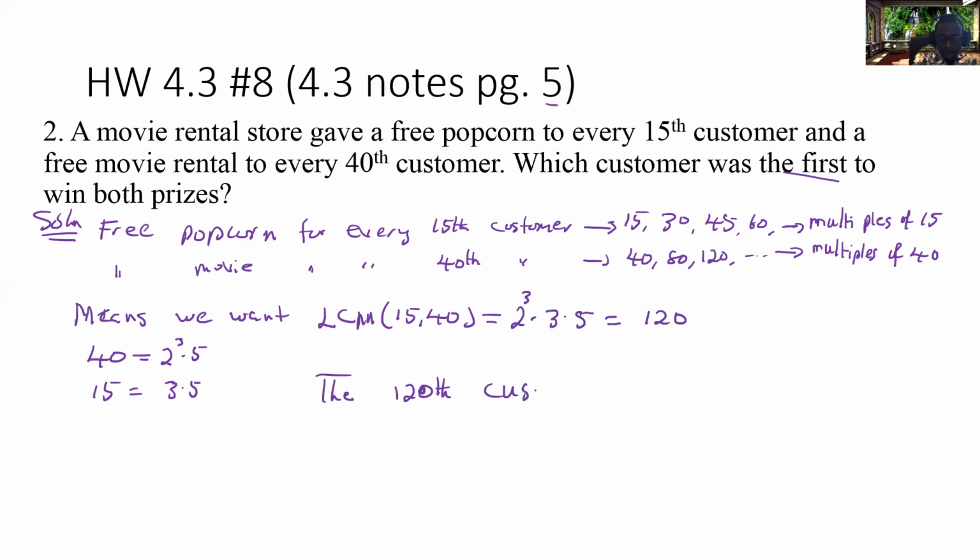So that means that the 120th customer receives both prizes. Now, if you keep going like this, you're going to have 120 and then 240 and so on. But the first question asks about the customer who first receives both prizes. And that's why the answer is 120 in this case.